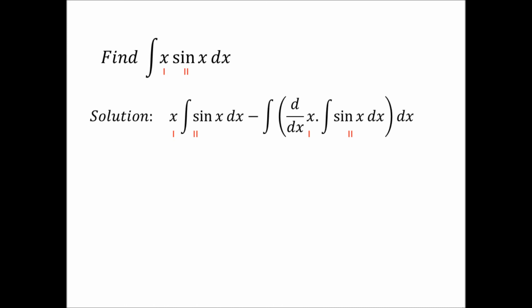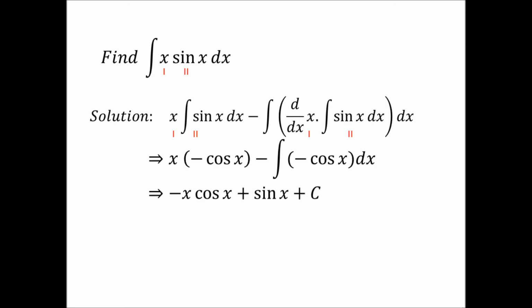Integral of sine x is minus cos x, derivative of x is 1. Substituting, this is what I will get after the step, and the minus minus in the second term will become plus. Integral of cos x in the second term will become sine x, and the answer is minus x cos x plus sine x plus a constant of integration.